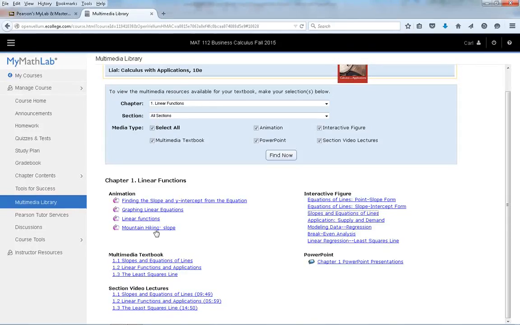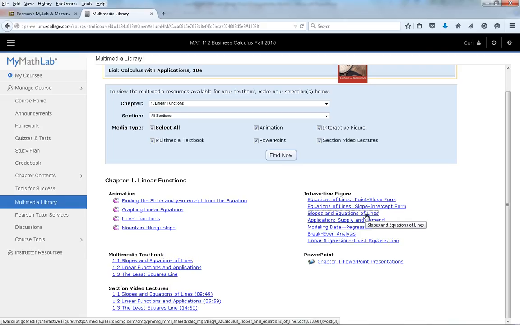Welcome to Applied Calculus. We're going to begin talking about some of the basics, the XY or Cartesian coordinate system, and then locating points and things like slopes and equations of lines. So what I've done is gone into the media library in the MyMathLab course, and I can bring up the slopes and equations of lines interactive figure.